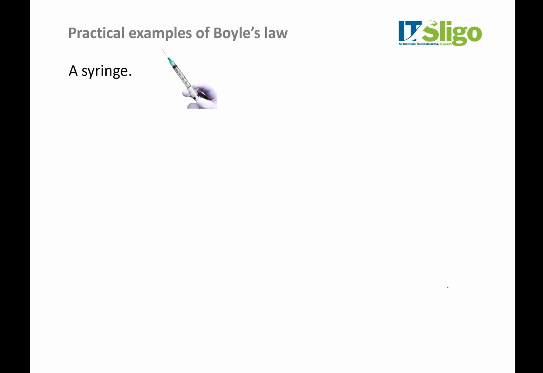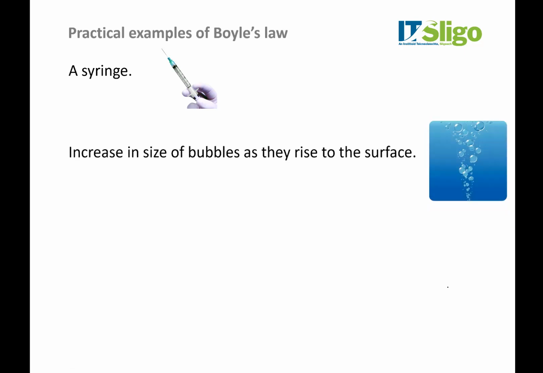A syringe is a practical example of Boyle's law. As you increase the pressure, the volume reduces, and that's what forces the liquid out through the needle. If you've ever been scuba diving, they would always advise you, if you get a bit disorientated, just stay still, blow some air out of your lungs, and then watch which way the bubbles go and see where they get bigger, because they'll always get bigger as they go towards the surface because the pressure is reducing, so therefore the volume of the bubble of air increases.